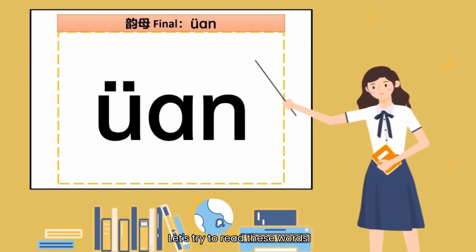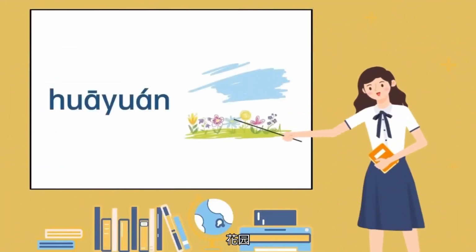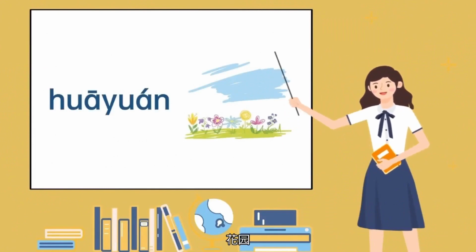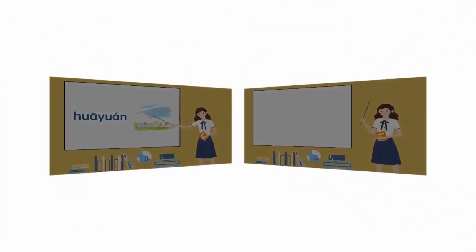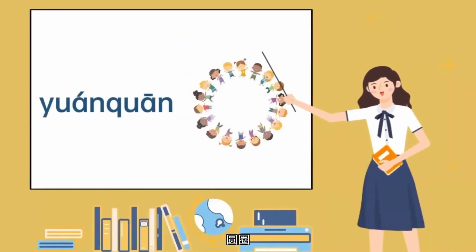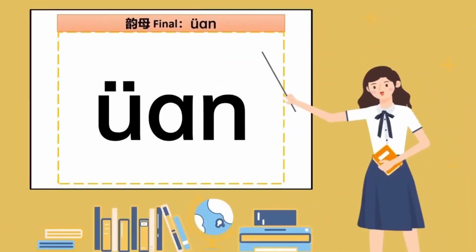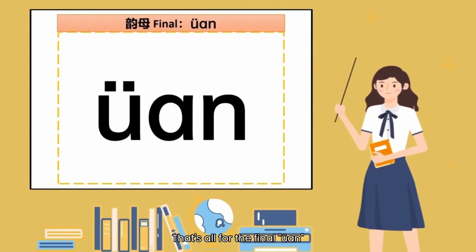Let's try to read these words. 花园，花园。圆圈，圆圈。That's all for the final 渊.